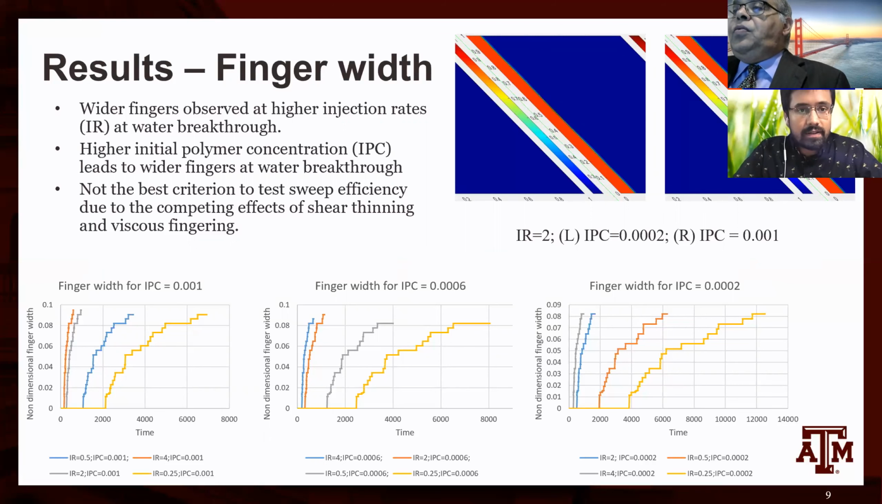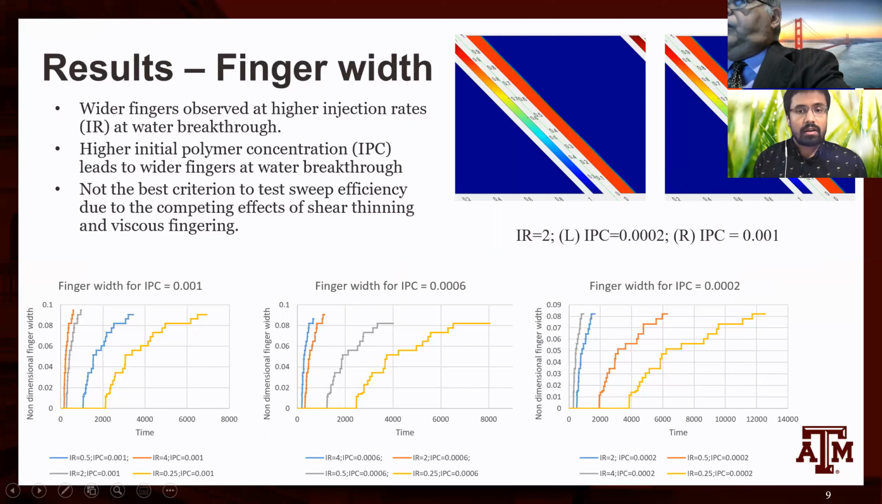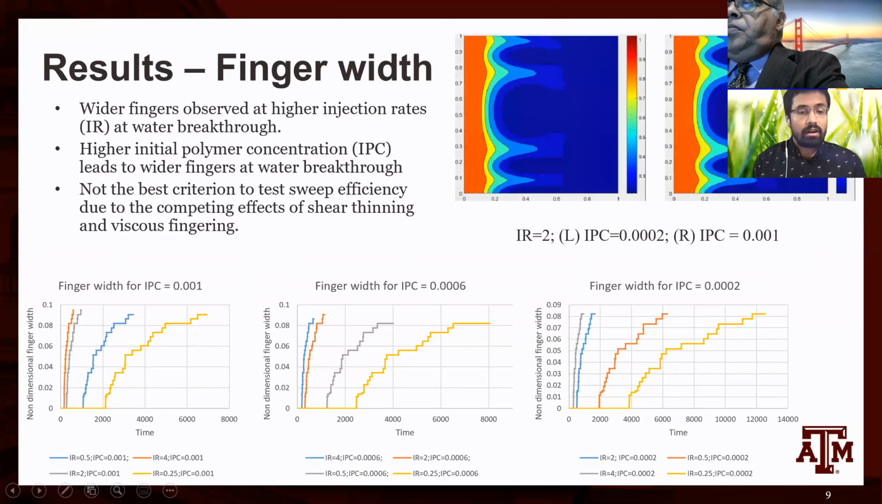So here we are discussing the results for all our shear thinning simulations. First off, we noticed two major observations from the current slide. The first was the finger width dependency on the injection rate, and the second was the dependency on initial polymer concentration. From our observations, we found that wider fingers were observed at higher injection rate at water breakthrough, and higher initial polymer concentration leads to wider fingers.